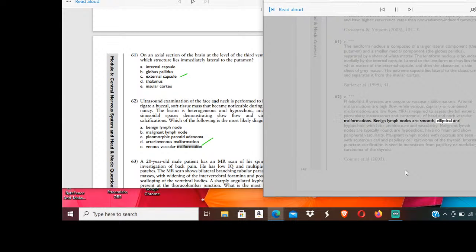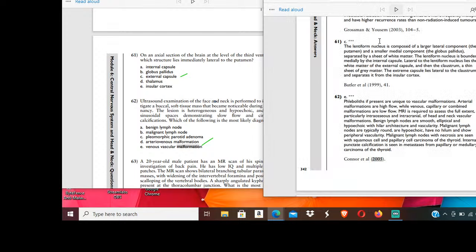Benign lymph nodes are smooth, elliptical, and hypoechoic with hilar architecture and vascularity. Malignant lymph nodes are typically round, are hypoechoic, have no hilum, and show peripheral vascularity. Malignant lymph nodes with necrosis are seen with squamous cell and papillary carcinoma of the thyroid. Internal punctate calcification is seen in metastases from papillary or medullary carcinoma of the thyroid. Connor et al. 2000.